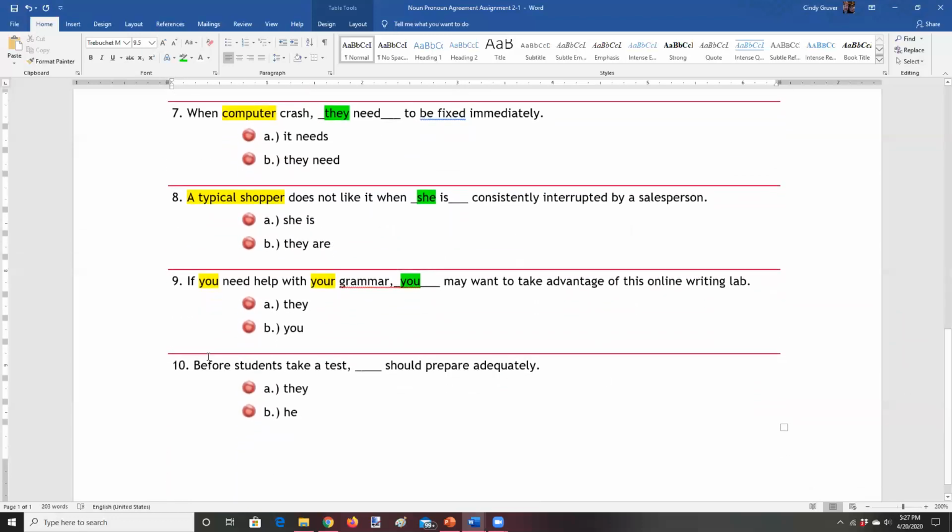Okay, and then our last one is before students, so our antecedent is plural. They should prepare. We could rewrite it before a student takes a test, he should prepare. A student is singular, he is singular. Students are plural, they is plural.